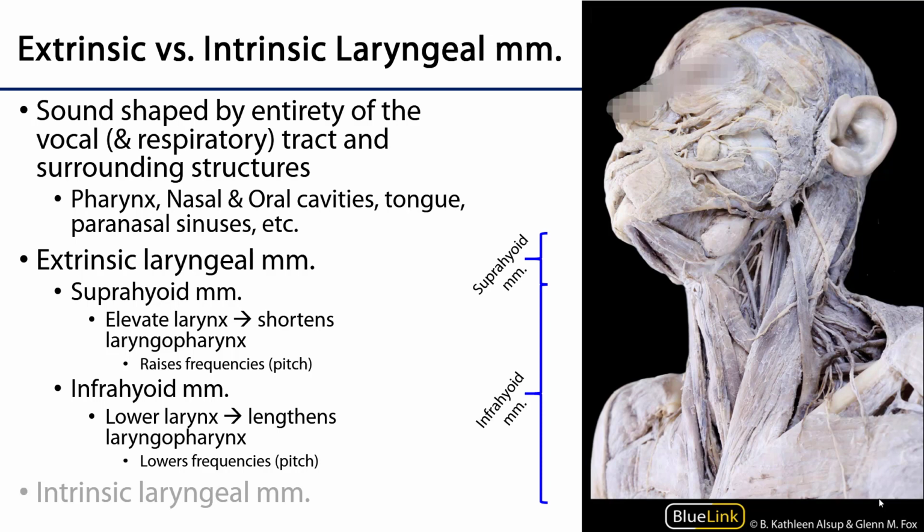Now, muscularly, there are two sets of muscles, as described, that can affect sound. There are extrinsic laryngeal muscles and intrinsic laryngeal muscles. Extrinsic laryngeal muscles are going to pull on the larynx, but generally have an attachment site that is outside of the larynx, whereas intrinsic laryngeal muscles have their attachment sites within the larynx exclusively.